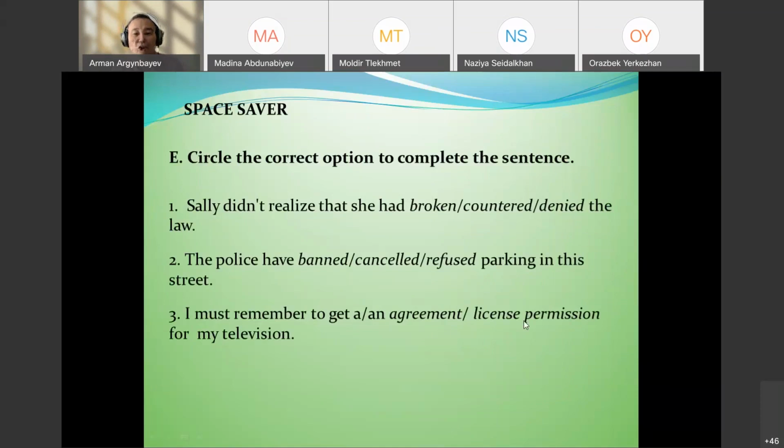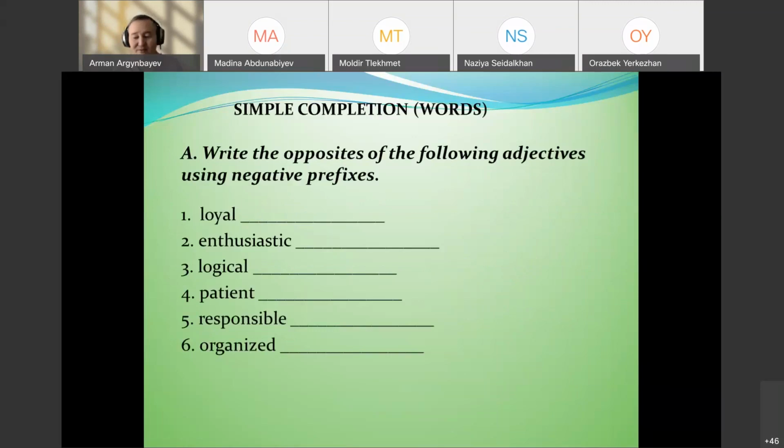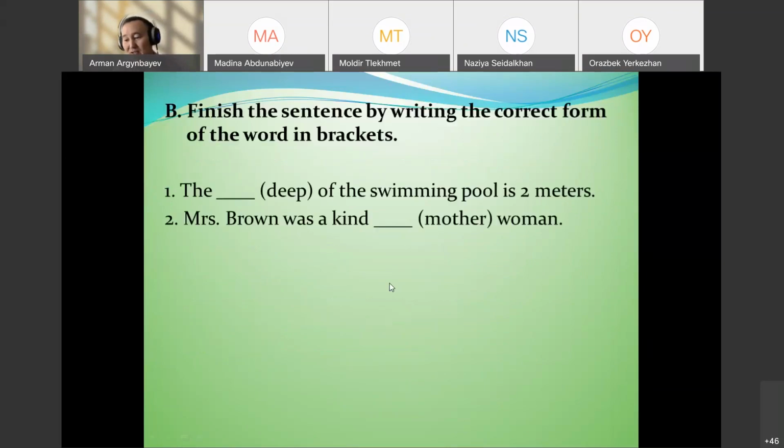Opposites of the following adjectives using negative prefixes, right from their memory, yeah. Loyal, unloyal or disloyal, yeah. Enthusiastic, yeah. Logical, illogical, patient, impatient, yeah, and so on. All right, another one, more difficult.